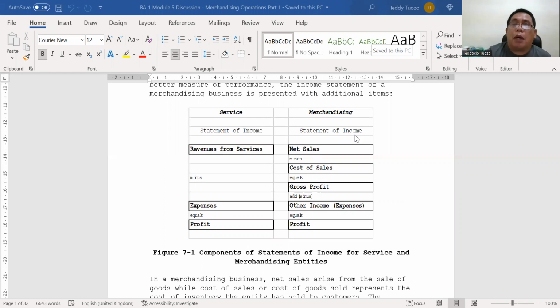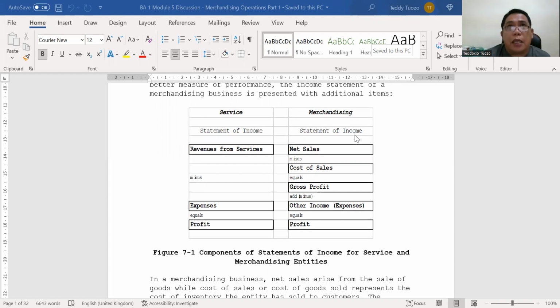But when we discuss merchandising or trading operations, we simply have to arrive at the net sales. Net sales requires first gross sales less sales returns and allowances and sales discounts before we arrive at net sales. So the process of preparing the statement of income for merchandising is longer compared to the service.